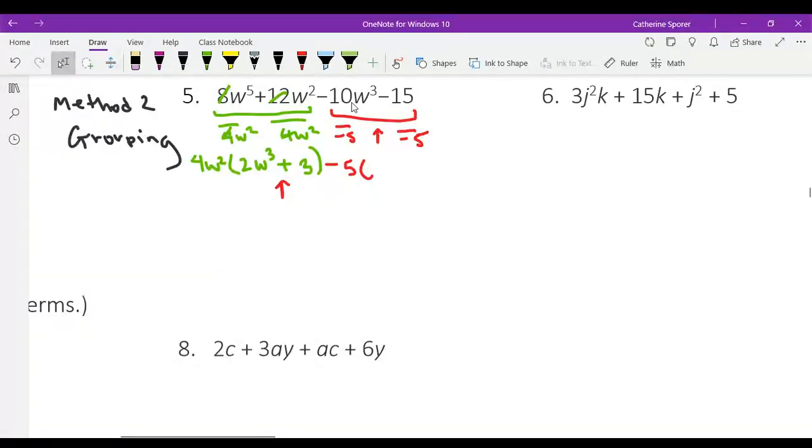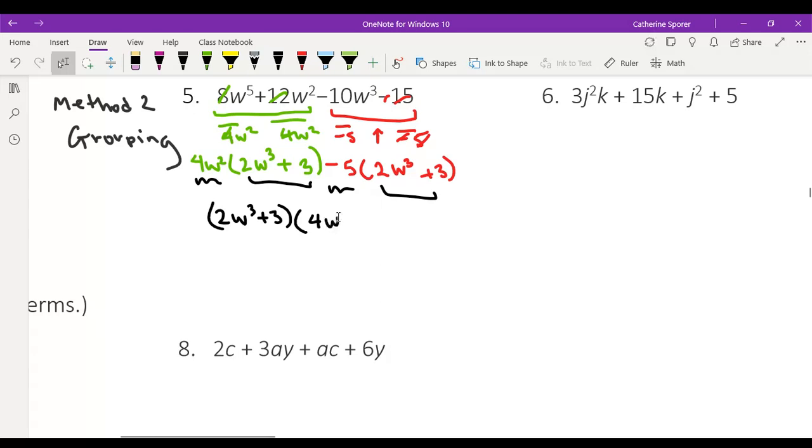When we do that, 10 over negative 5 is 2, W to the 3rd, and then 15 over 5 is 3, and the negatives cancel, so plus 3. Then we end up with this matching term of 2W to the 3rd plus 3. That becomes one of the factors, and the other factor becomes the 2 GCF terms that were taken out, written as a factor, so 4W squared minus 5.